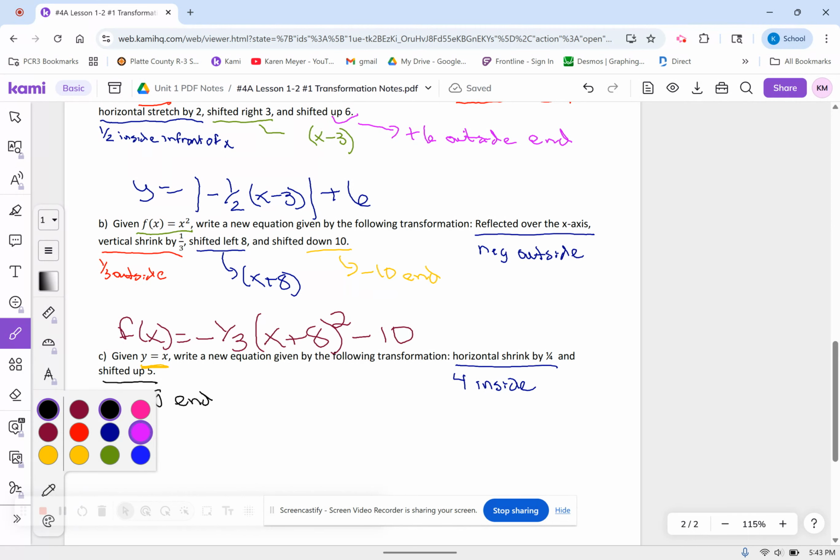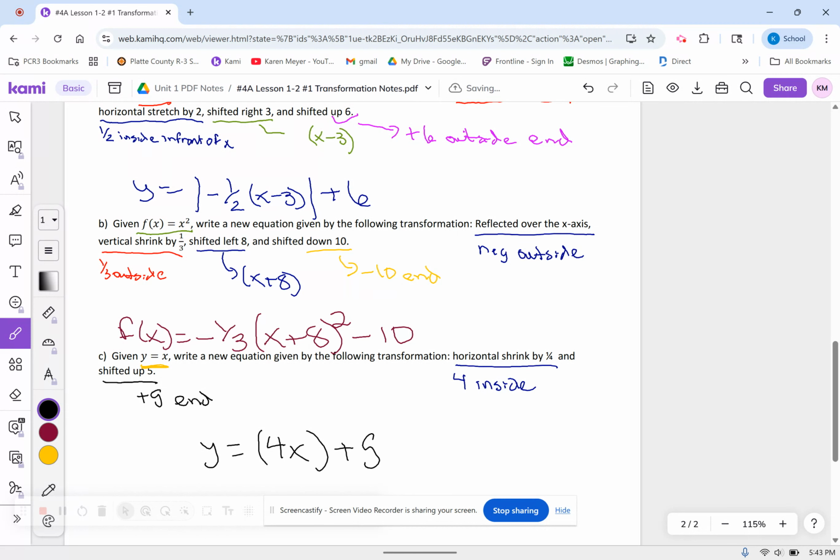So away we go. Y equals, I don't have anything on the outside, so I'm just going to go ahead and start my parentheses. I'm going to have a 4 inside. Stretch or shrink is always in front of the x. I don't have any left or right movement, so I'm just going to close my parentheses, and then I have plus 5 at the end.